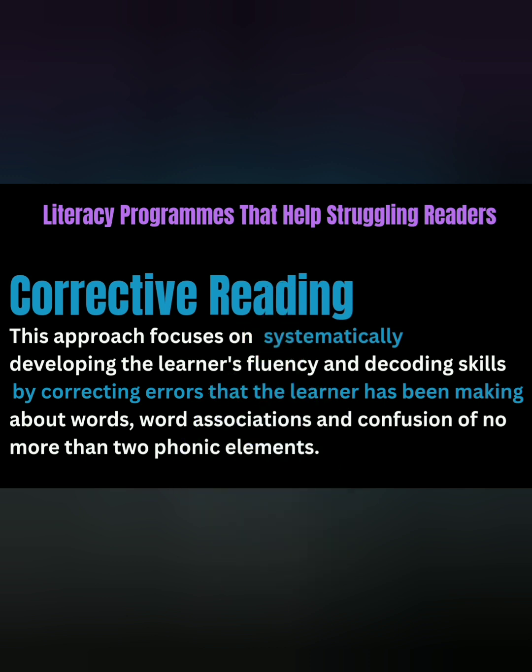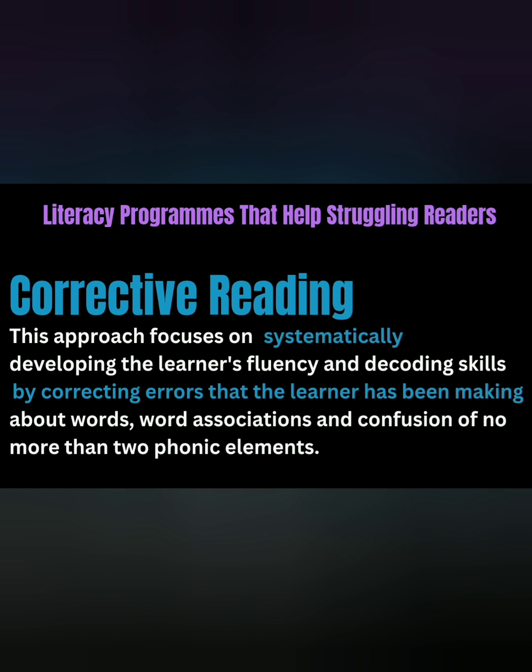With corrective reading, we're focusing on systematically developing the learner's fluency and decoding skills by correcting errors that the learner has been making. Now, these errors that we're correcting are specific to words, word associations, and confusion of no more than 2 phonic elements. And I'm going to explain. When we say systematically, with corrective reading, there is no rush per se to say you must get this correct in 4 weeks, but the emphasis is on correcting the errors that the child has been making between words and word associations or phonic elements.